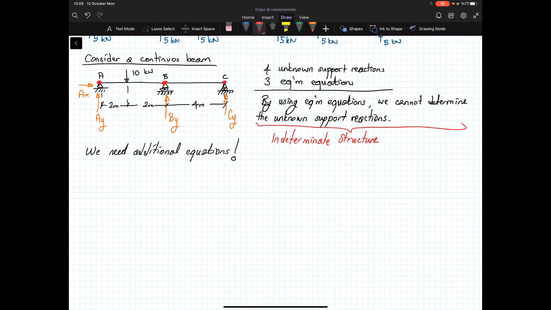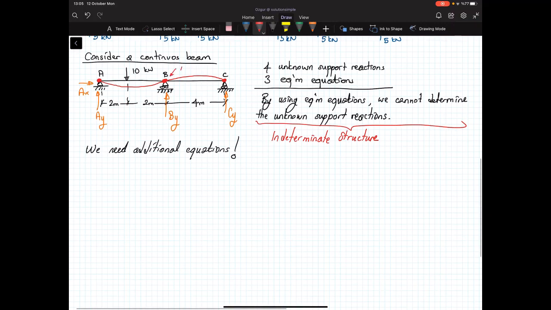So let's sketch the deformed shape. Probably it will deform like that. But the condition here is delta y at B is equal to 0. Delta y at C is equal to 0. Delta y A is equal to 0. So these are the additional informations that I have at this structure. So what do we call these additional information? The information related to the deformations, they are called the compatibility equations.